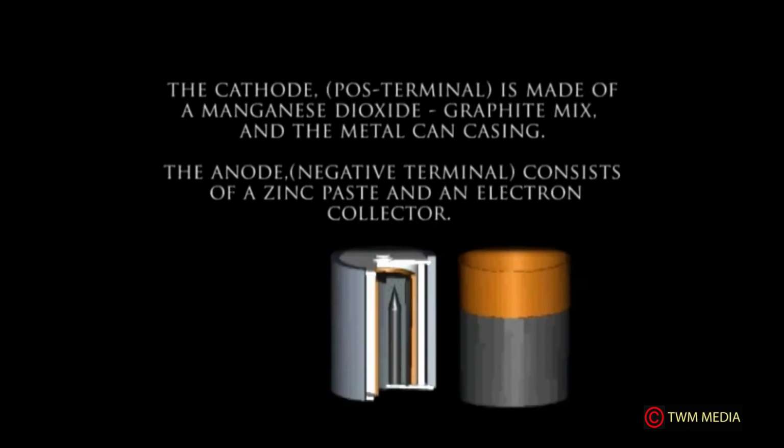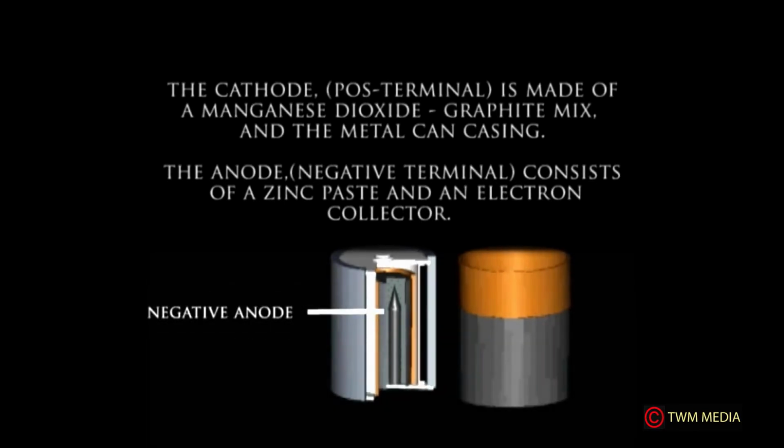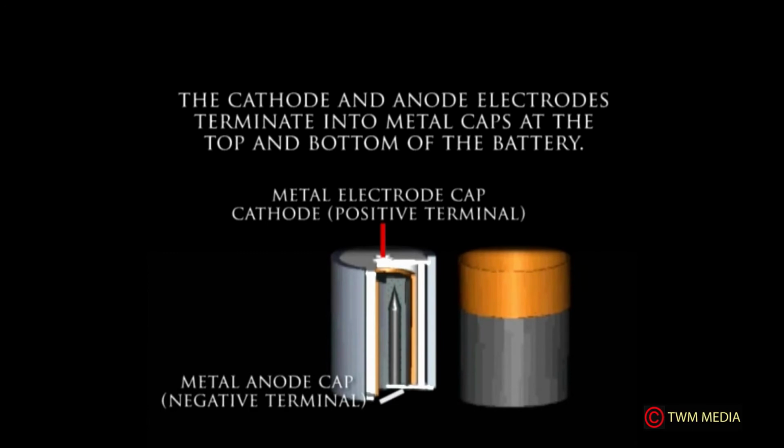The cathode, the positive terminal, is made of a manganese dioxide graphite mix and the metal can case. The anode, the negative terminal, consists of a zinc paste and an electron collector. The cathode and anode electrodes terminate into metal caps at the top and bottom of the battery.